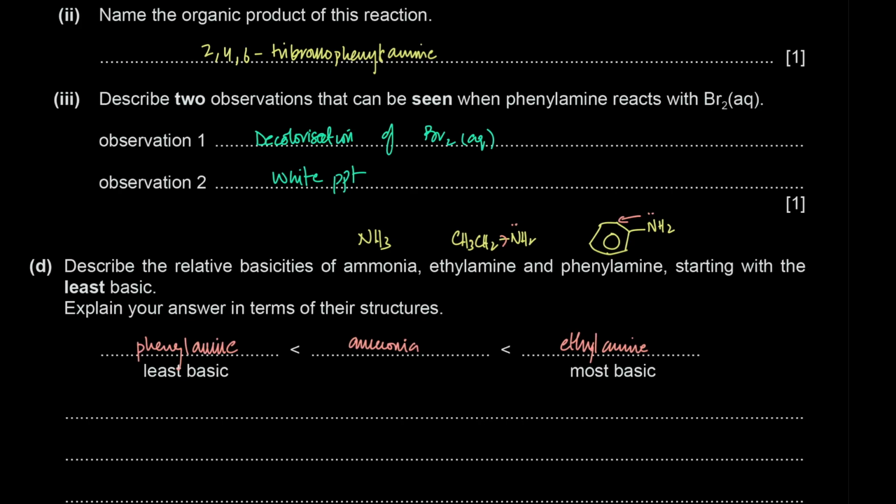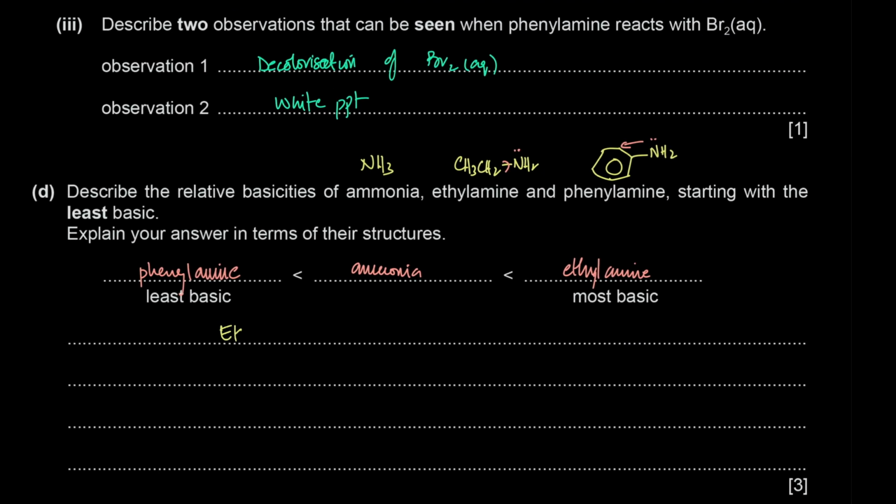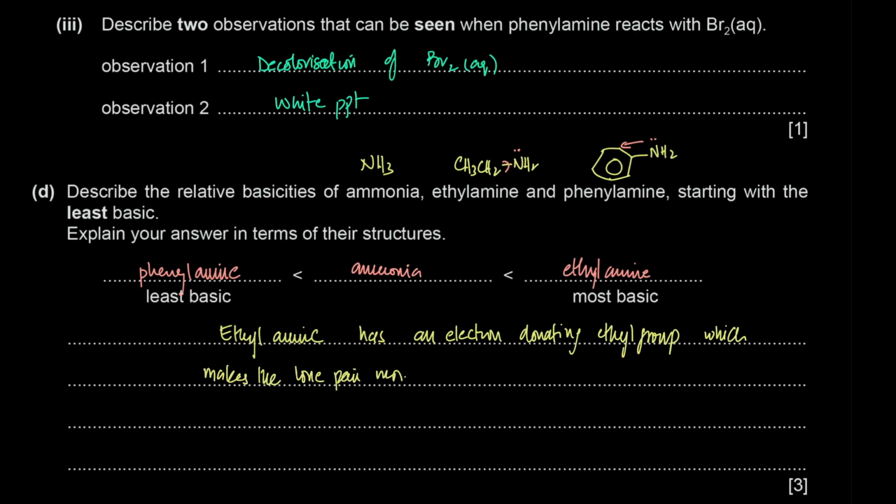The reason is that ethylamine has an electron-donating ethyl group, which has a positive inductive effect. This makes the lone pair more available for donation. So ethylamine, compared to ammonia, is more likely to accept protons, so it's more basic.